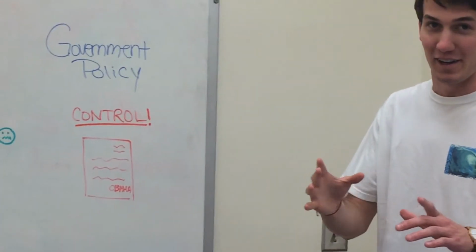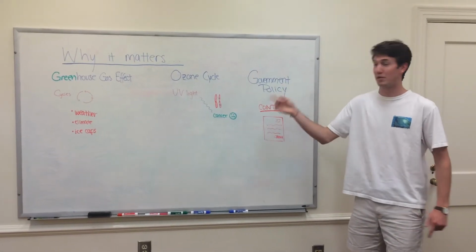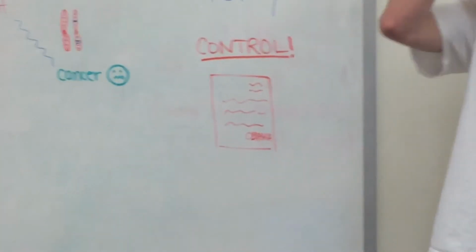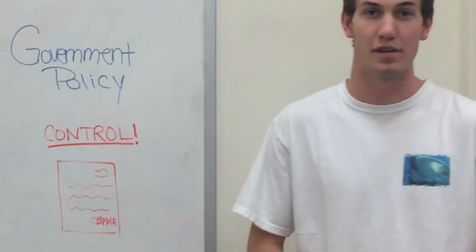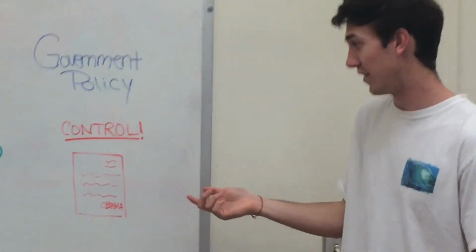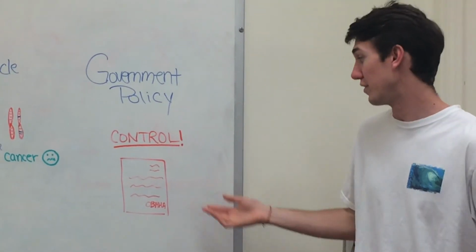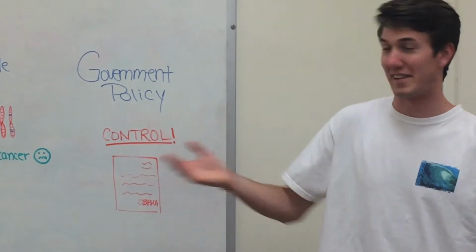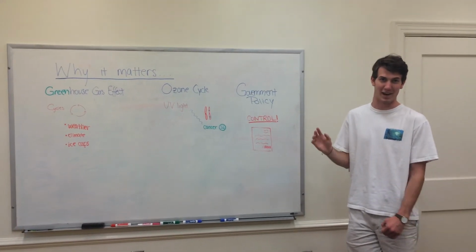And finally, the one thing that we can do to help control both these cycles is through government policy. For example, with ozone, that's been extremely helpful in cutting down CFCs, which decompose ozone. And for example, we need to cut down on our CO2 levels, and you can do that through laws. And so hopefully with this knowledge, we can keep our environment safe and sound and happy for the future.